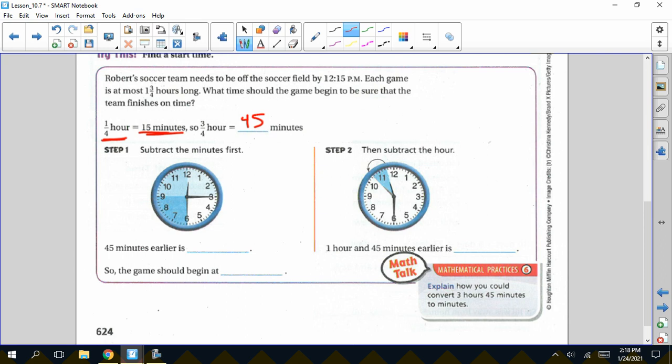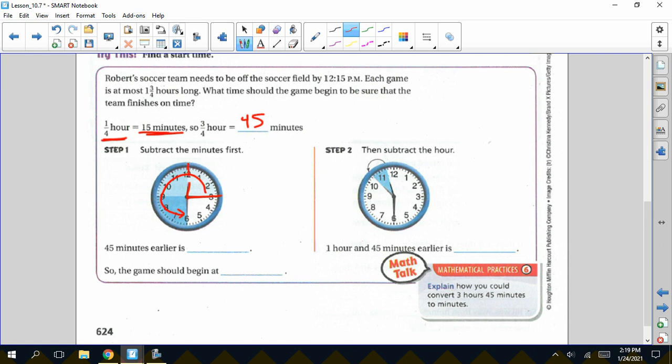So remember, 45 minutes earlier, we're trying to backtrack from 12:15. We have to end at 12:15, and we have to figure out what time we need to start. So the first thing we want to look at is, if this is the time right here, 12:15, when we want to end, we need to go back 45 minutes earlier. So we're going to work back on the clock 45 minutes.